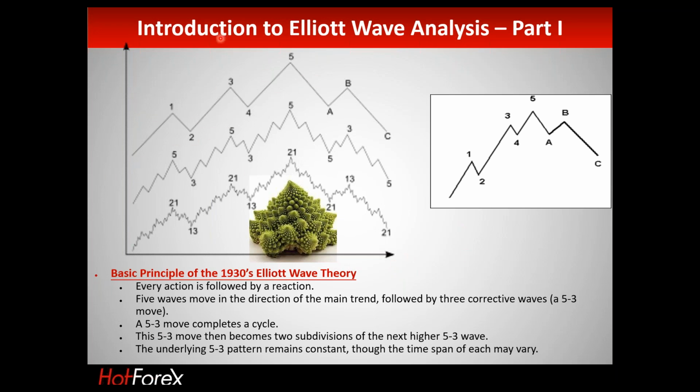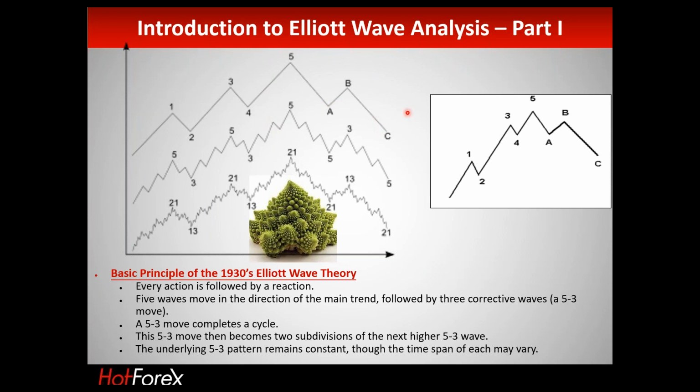So this move up is called a motive wave, and this move down, the A, B, C, are called corrective waves. The movement in the direction of the trend is labeled, as you can see, with 1, 2, 3, 4, 5. The 3 correction waves are labeled with A, B, and C. These patterns can be seen in the long term and the short term as well. It can be applied anywhere.